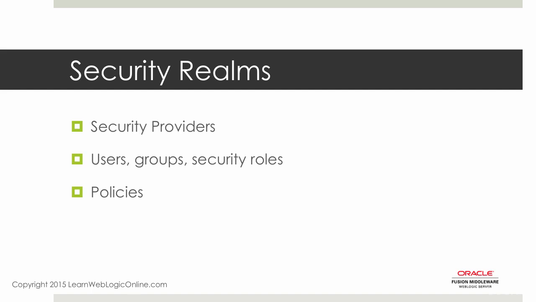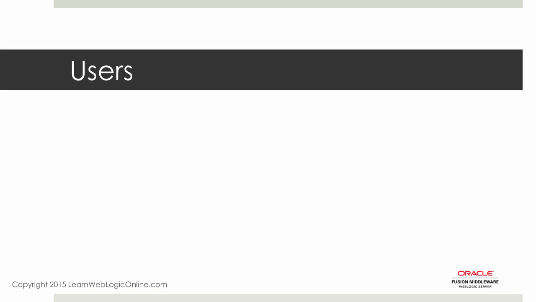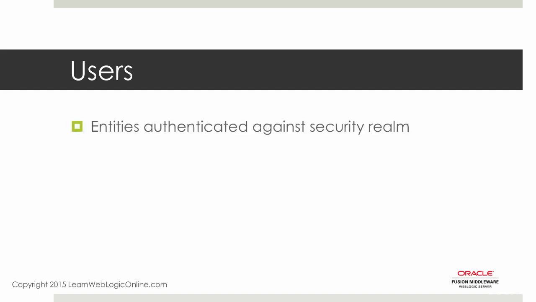When a user attempts to access a resource, WebLogic will try to authenticate and authorize that user by checking the role assigned to that user in the security realm and the security policy that is protecting that WebLogic resource. We'll cover security roles and policies here in just a minute. So what's there to talk about users? Users are users. There's not much to talk about, but a user is authenticated against the security realm.